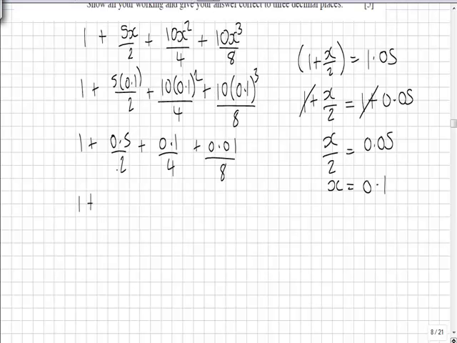For example, 0.5 over 2 is a half divided by 2, which you should know is a quarter. 0.1 over 4 looks like a quarter, but it's obviously 10 times smaller because it's 0.1. So that's going to be 0.025. And 0.01 over 8 looks like an eighth, but it's obviously 100 times smaller, which is going to be 0.00125. When you come to add all this together, we're going to get 1.276, which is an approximate answer to 1.05 to the power 5.